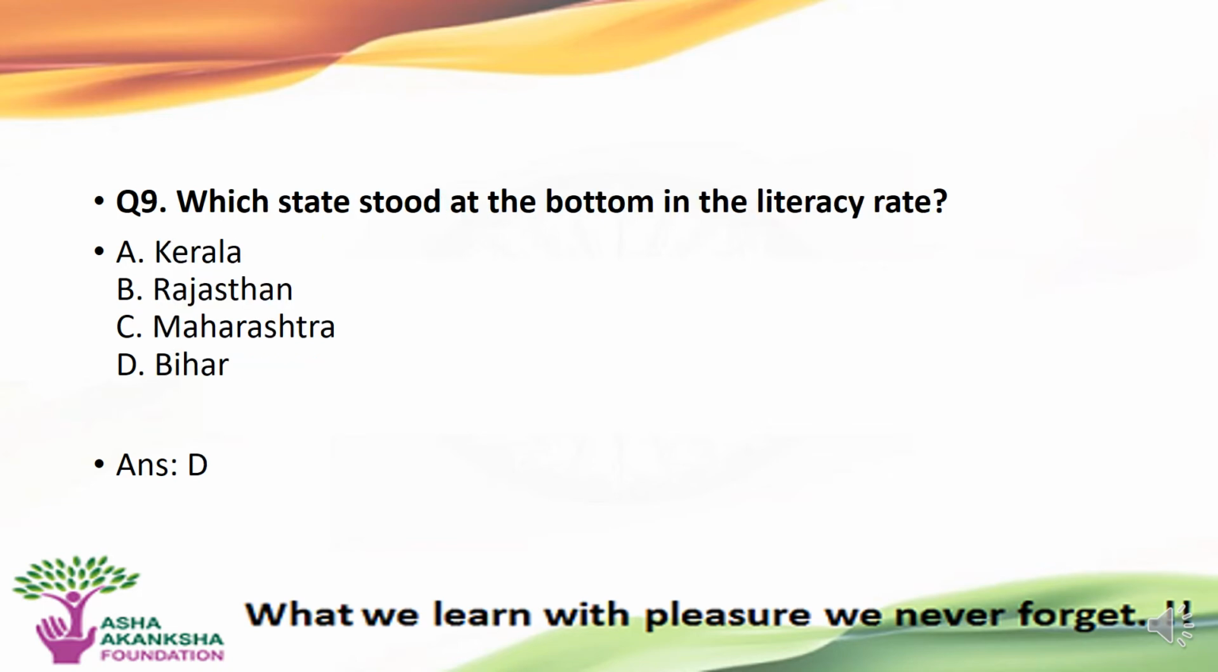The next question is which state stood at the bottom in the literacy rate? Options are A. Kerala, B. Rajasthan, C. Maharashtra, D. Bihar. The correct answer to this question is option D, that is Bihar stood at the bottom in literacy rate.